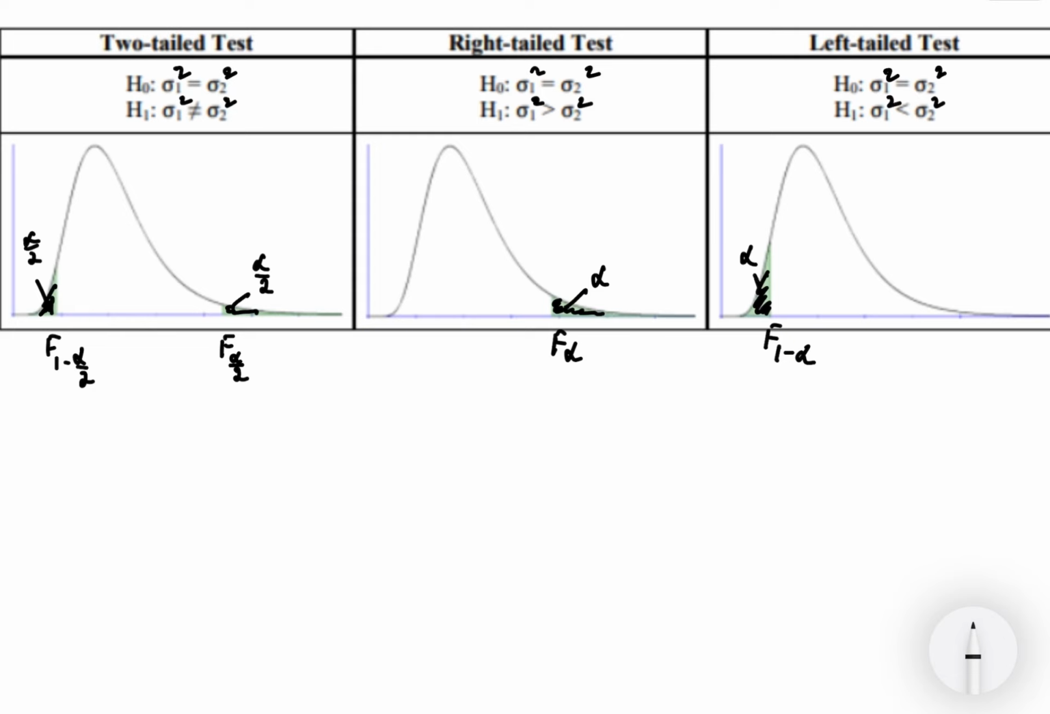So herein we can establish a relationship between F alpha and F of 1 minus alpha. Suppose I need to find F of 1 minus alpha with nu1 degrees of freedom in the numerator and nu2 degrees of freedom in the denominator. I could also find this by taking the reciprocal of F of alpha, nu2, nu1, where F of alpha, nu2, nu1 has nu2 degrees of freedom in the numerator and nu1 degrees of freedom in the denominator.